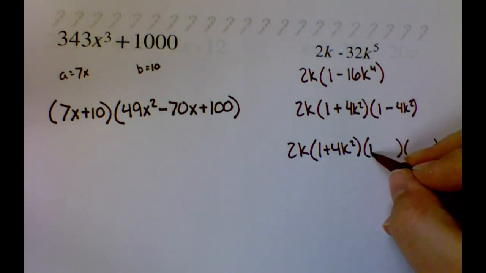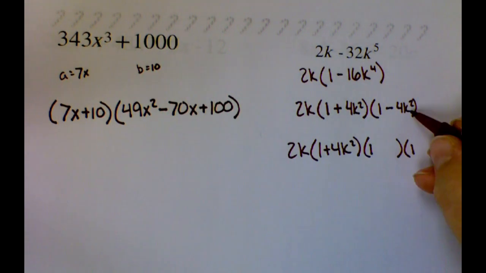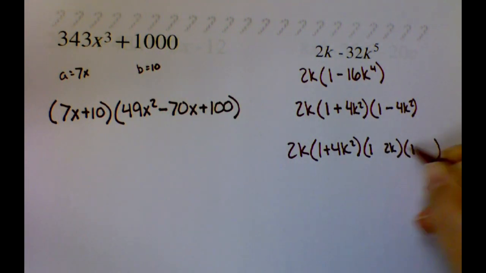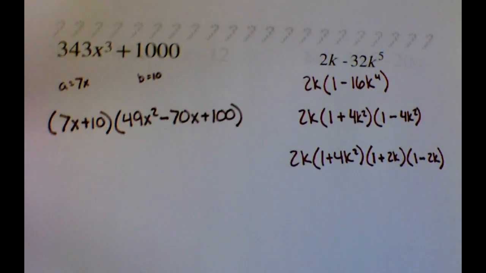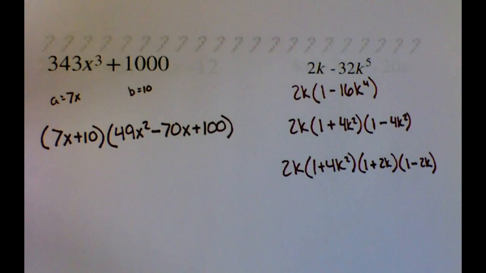The only way to break apart 1 is 1 and 1. 4k squared can be 2k and 2k. To get the minus in the middle, we do 1's a plus and 1's a minus. Now we are fully factored.